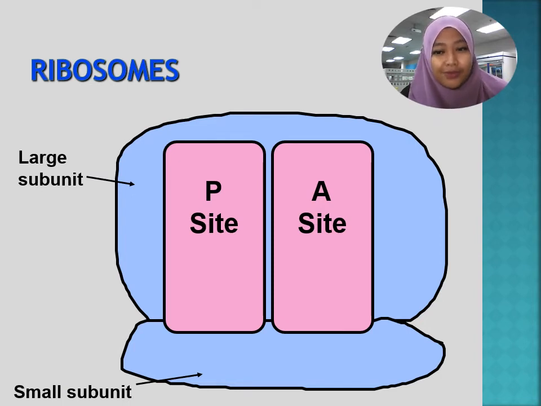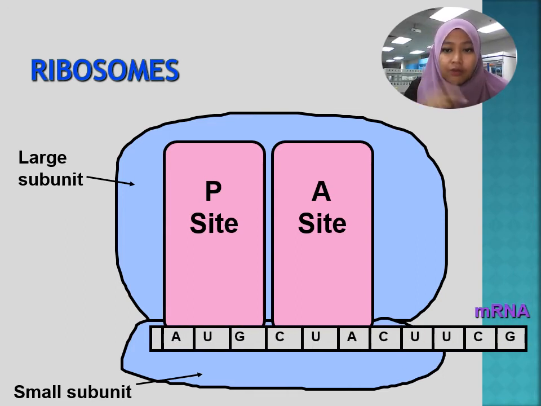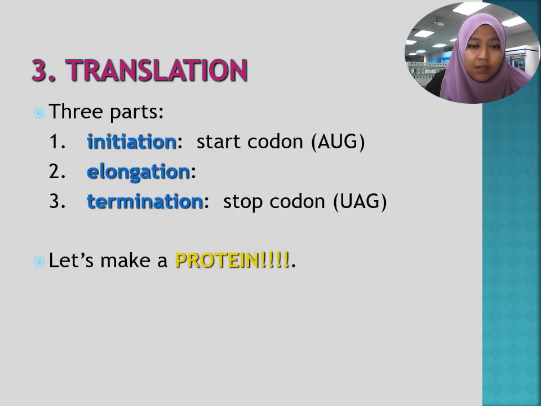This is a ribosome. The ribosome functions to produce protein. It has two sites, P and A, and a large and small subunit. The mRNA enters the ribosome, and it will read the first codon, AUG, at the P site. Translation has three steps: initiation, elongation, and termination.